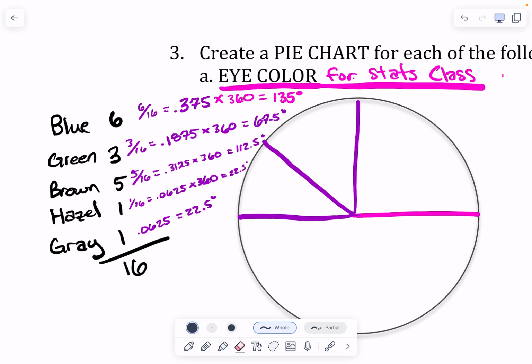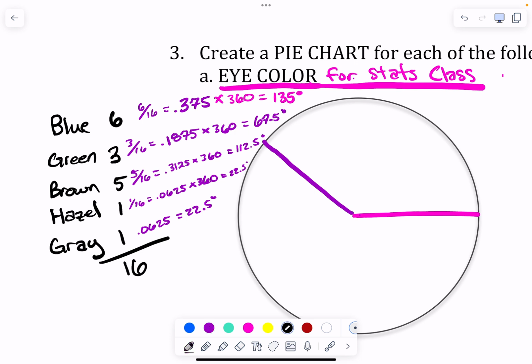Just use a line, it doesn't have to be exact. 135 degrees. All right, what are we going to put in that little chunk? Blue. I'll even color code it for you. Just blue. You got 37.5%, so I know for sure. Okay. All right.